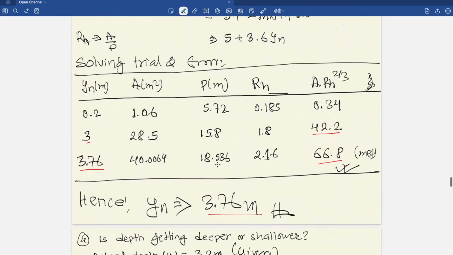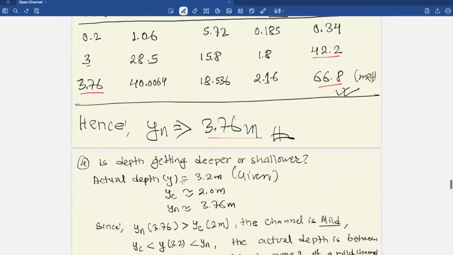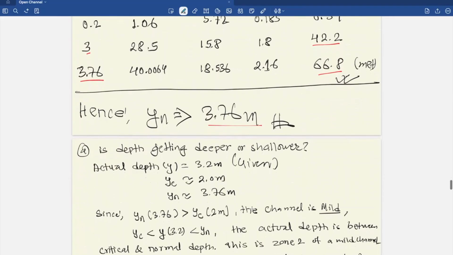And our fourth part is: is the depth getting deeper or shallower downstream? So let's line up our three depths. Our actual depth is 3.2 meter, critical depth is approximately equal to 2 meter, and our normal depth is equal to 3.76 meter. And since yn, 3.76, is greater than critical depth, 2 meter, the channel is mild.